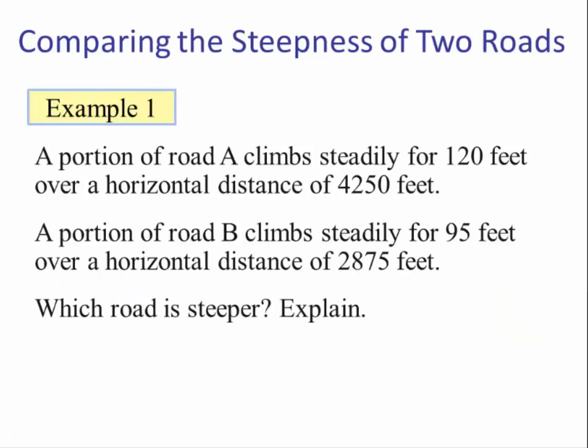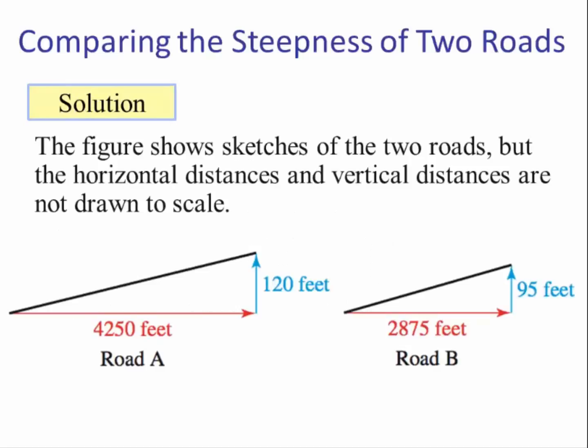Portion of road A climbs steadily for 120 feet over a horizontal distance of 4,250 feet. A portion of road B climbs steadily for 95 feet over a horizontal distance of 2,875 feet. Which road is steeper? Explain. The solution: first thing we want to do is draw a picture to get a visual.